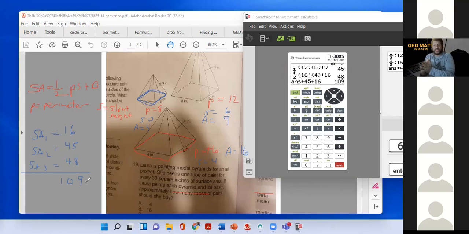The answer to this question is how many tubes of paint should she buy? Well, what we know about each tube is that it can cover 30 square inches. So we're going to take that 109 and divide it by 30. How many tubes do I need? 3.6. Well, that's not even an option there. 3 is not there. Why? Because you would need 3.6 tubes to cover that entire surface area. So if you bought 3 tubes, that wouldn't be enough. So how many tubes should you buy?